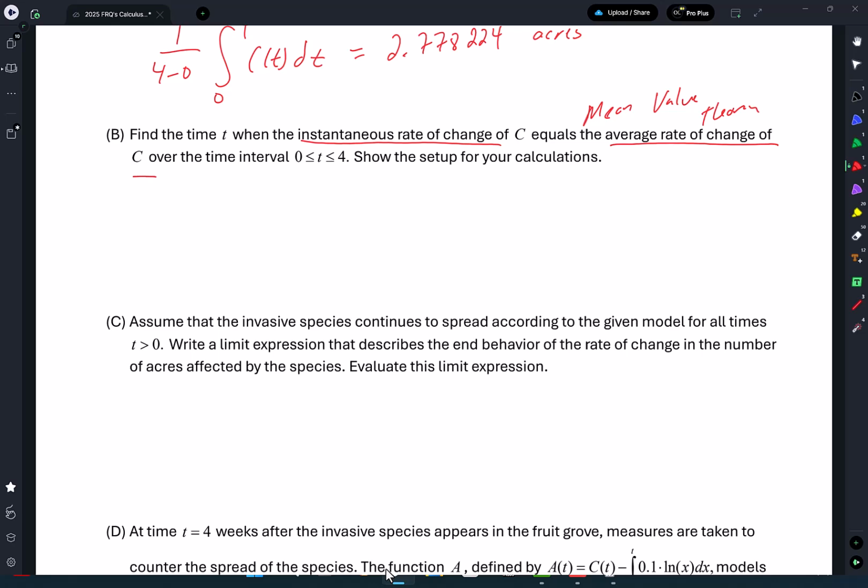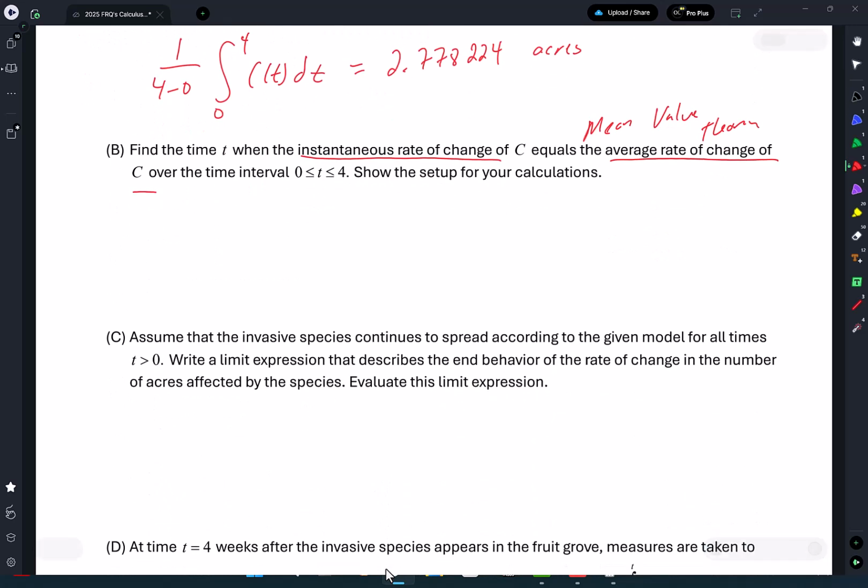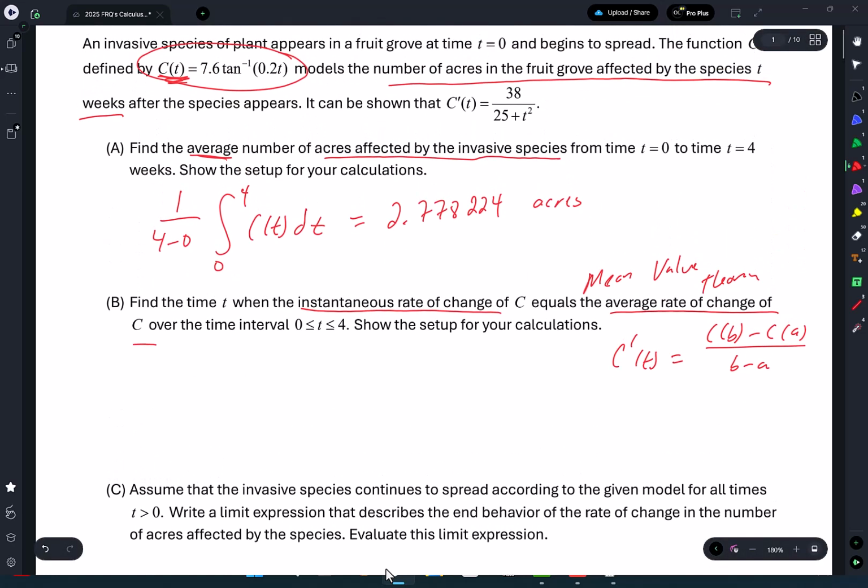To use the mean value theorem, in case you don't remember, and I shouldn't be using the letter F because we're using the letter C here, this is what my mean value theorem is: C of b minus C of a over b minus a, your average rate of change, equal to your instantaneous rate of change. Well, I already have C of t right there.